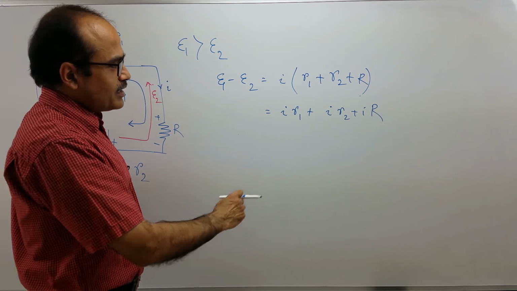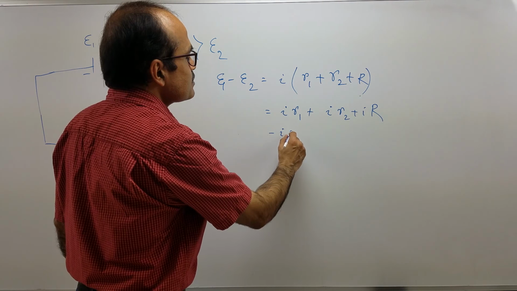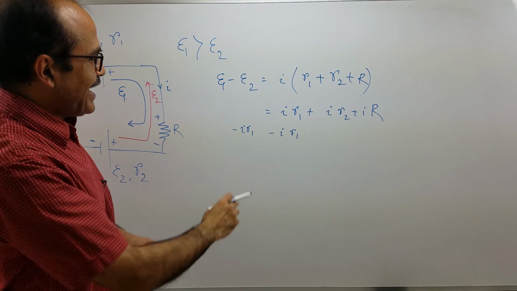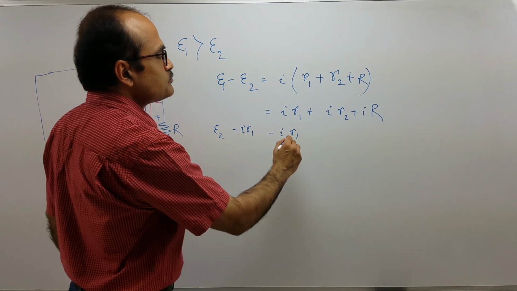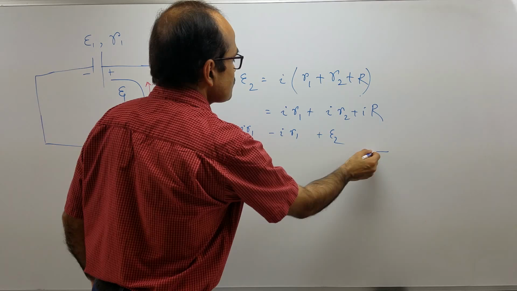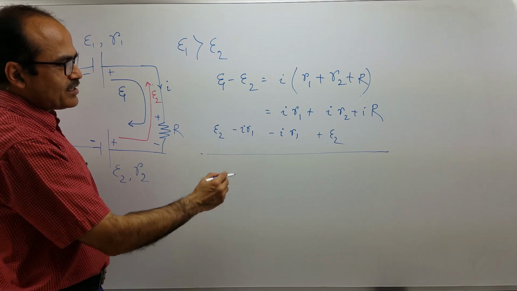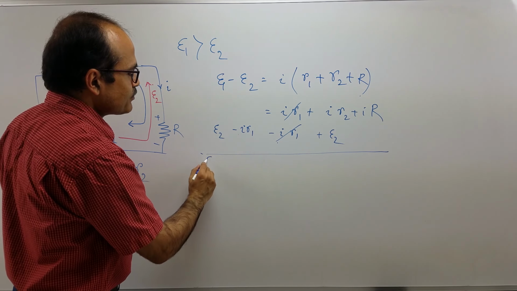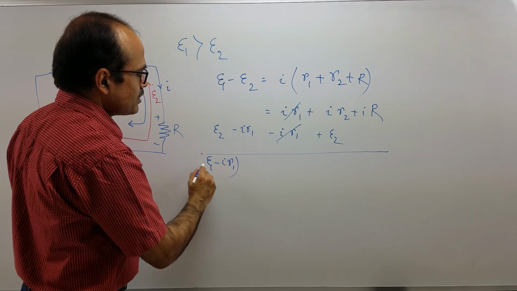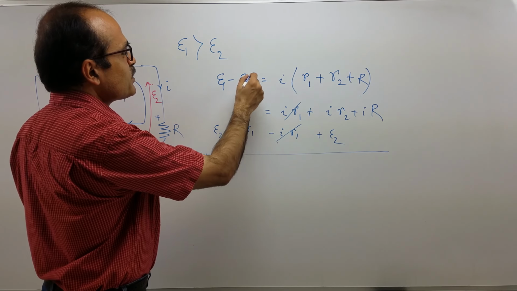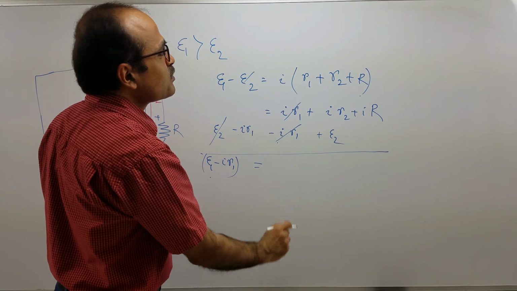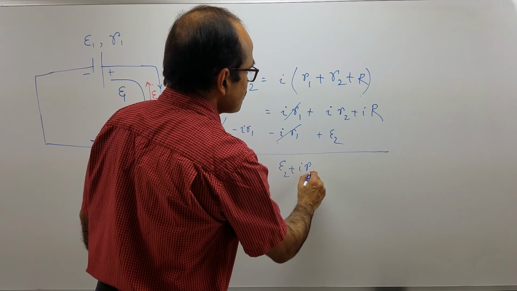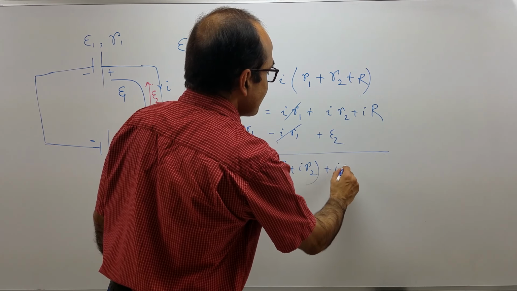Now, if we subtract I times R1 from both sides and add epsilon 2 to both sides, then we get IR1 and IR1 getting cancelled. So, here we have epsilon 1 minus IR1, then epsilon 2 getting cancelled, is equal to epsilon 2 plus IR2 plus I capital R.